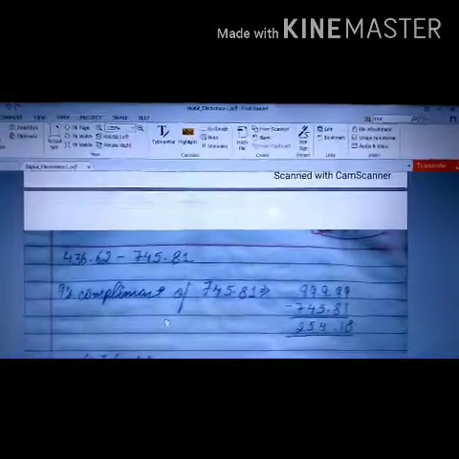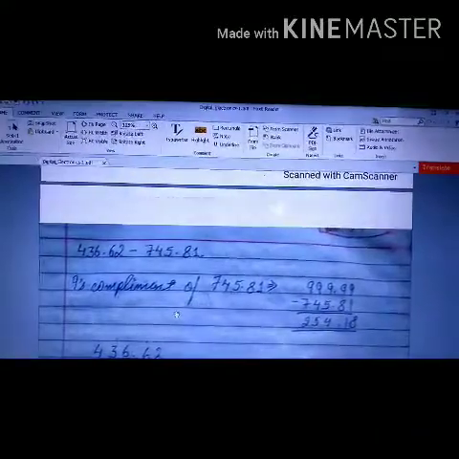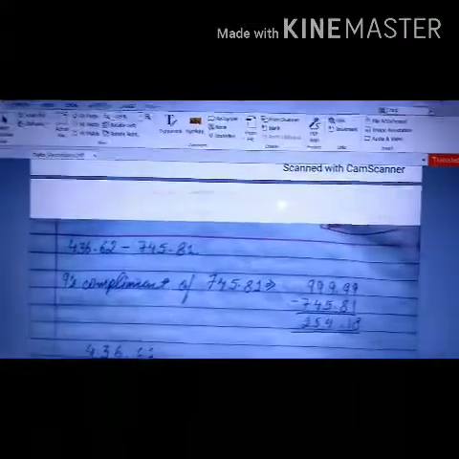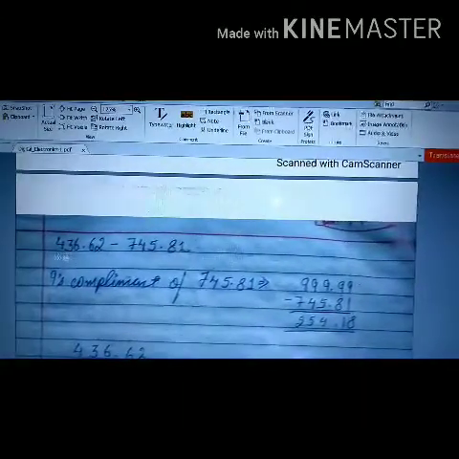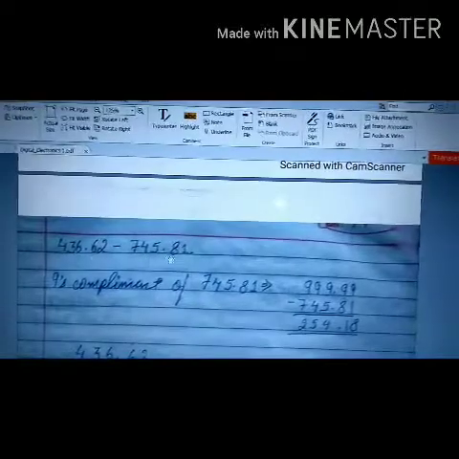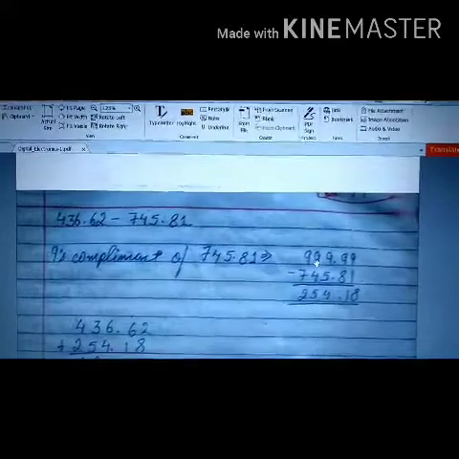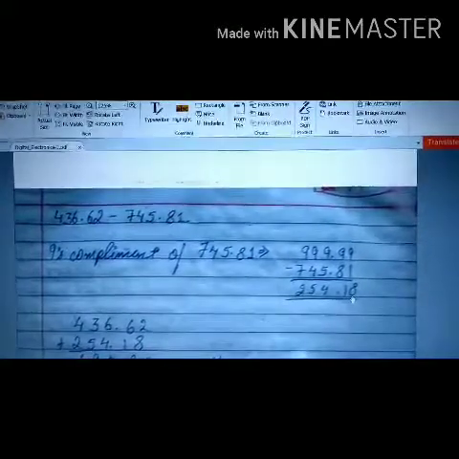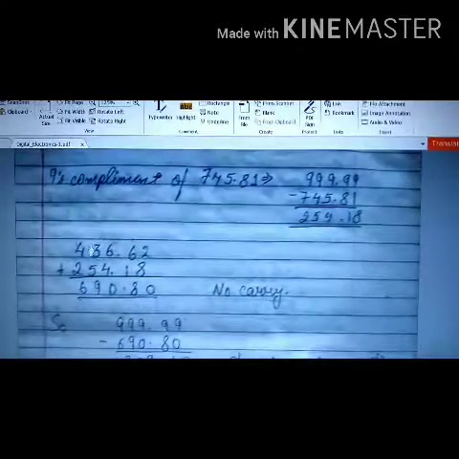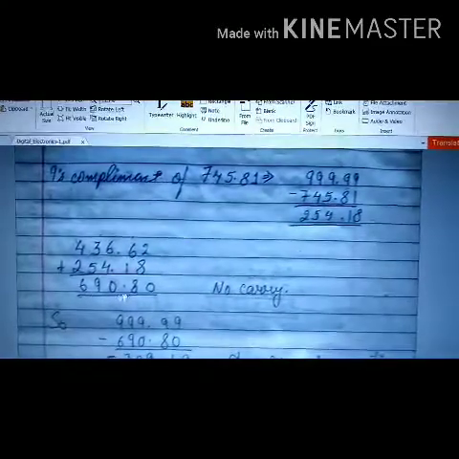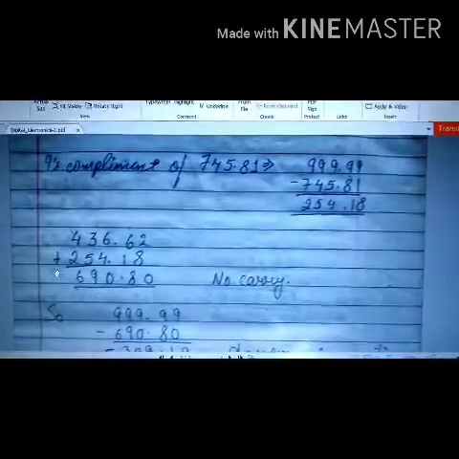however, if I reverse the numbers and I want to subtract 436.62 minus 745.81, so in this case 745.81 is my subtrahend and this is my minuend number. I will take the nines complement of the subtrahend. So I will subtract each digit of 745.81 from 9 and I will get the answer 254.18. Now this answer is to be added to the minuend. If I add this, I will get the answer 690.80. Now we will observe that there is no carry in this particular case.